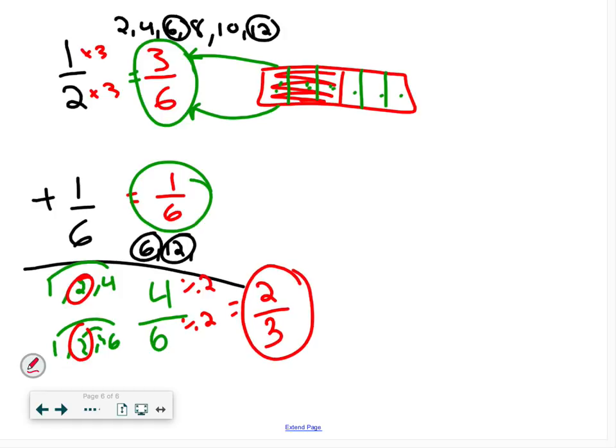A fraction is only in simplest form if the numerator and the denominator have no common factors other than 1. So the factors of 2 are 1 and 2. The factors of 3 are 1 and 3. The only common factor is 1. Well, that's not helpful because anything divided by 1 is itself. So I know that this is in simplest form because they don't share any other common factors. The way you'll know you've got to simplest form is if there's no other number they share that we can divide by, then we know we're in simplest form.